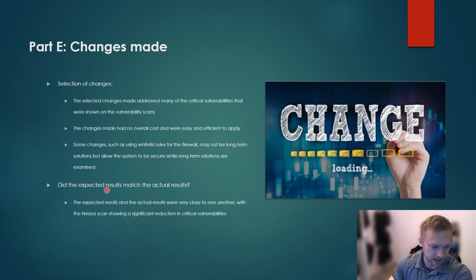So did the expected results match the actual results? The expected results and the actual results are very close to one another, with the Nexus scan showing a significant reduction in critical vulnerabilities. This matched up with what we thought would happen. Knowing the way that the firewall would work and knowing the other vulnerabilities and how to patch them, we were able to eliminate them, and we were successfully matching our expectations with our actual results.